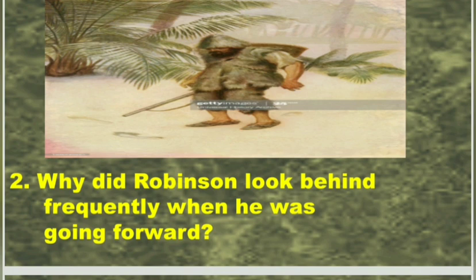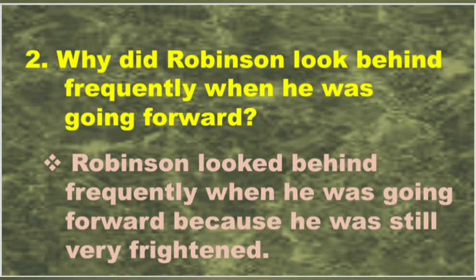forward? Now I have already explained to you why he was looking behind while explaining the chapter. Yes, either he was frightened or he was thinking somebody was following. But here we will find what is in the text and write accordingly. So let's find. The answer is, Robinson looked behind frequently when he was going forward because he was still very frightened. Now children, I didn't write only "he was very frightened." No, I wrote the whole sentence. That is our proper answer. We have to write the whole sentence.